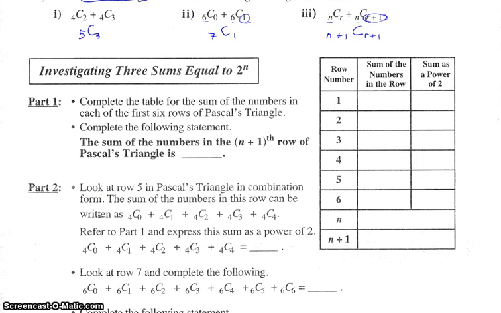Okay, let's take a look at what the numbers in Pascal's triangle in each row add up to, because this is an important concept too. Complete the table for the sum of the numbers in each of the first rows. So for the sum of the numbers in the first row, if you recall Pascal's triangle, I'll just put it on the screen here so we can use it.